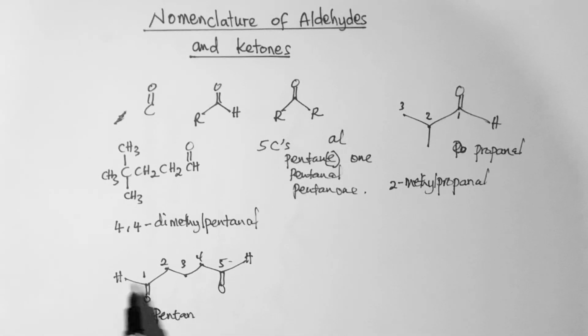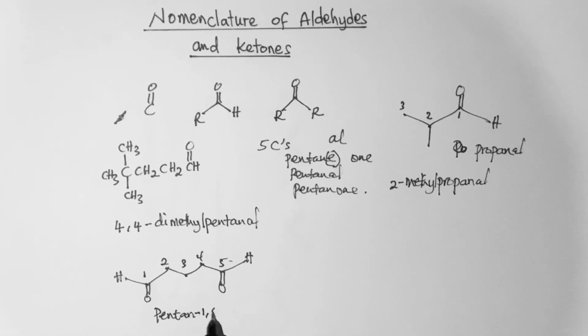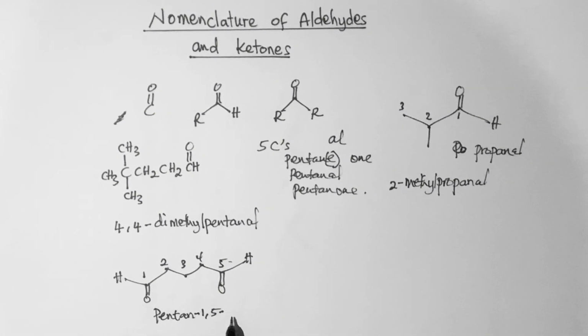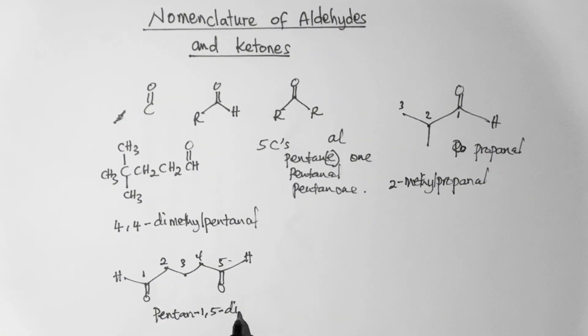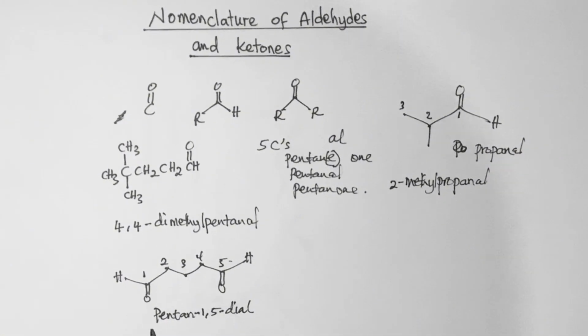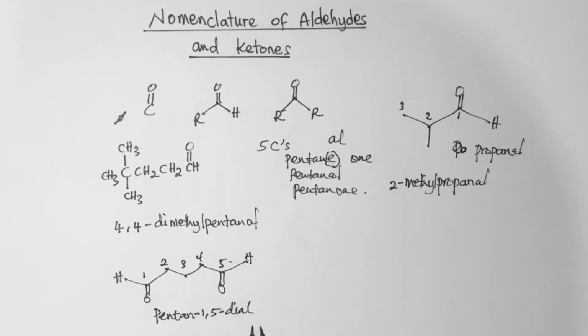So we can name it as pentan. Then we state the position of the aldehydes. So this becomes pentan-1,5. But there are 2, which is a di. And then the name has to end with al. So dial. So this becomes pentane-1,5-dial.